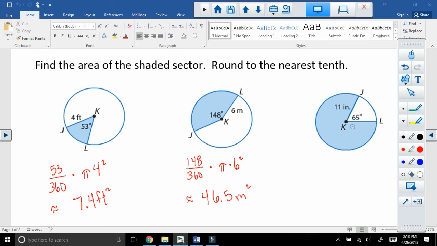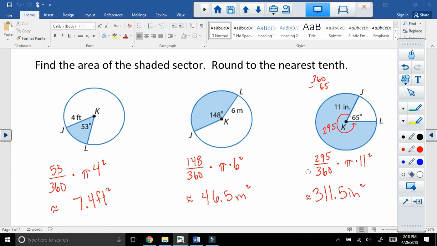For this last one, just be careful. They don't give you the actual angle here, but you could always find it. Just do 360 minus 65. This angle, or this arc, would be 295 degrees. So 295 over 360 times pi times the radius squared. Also, sometimes if they give you the diameter, just pay attention to that. Make sure you're answering the question that's being asked. So this one would be about 311.5, and that'll be square inches.